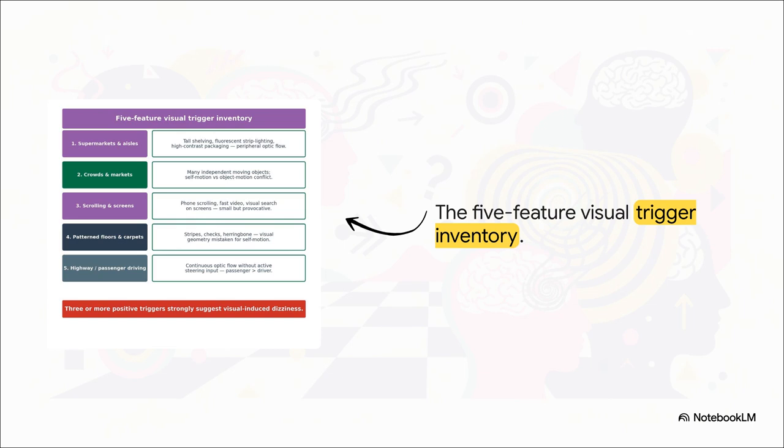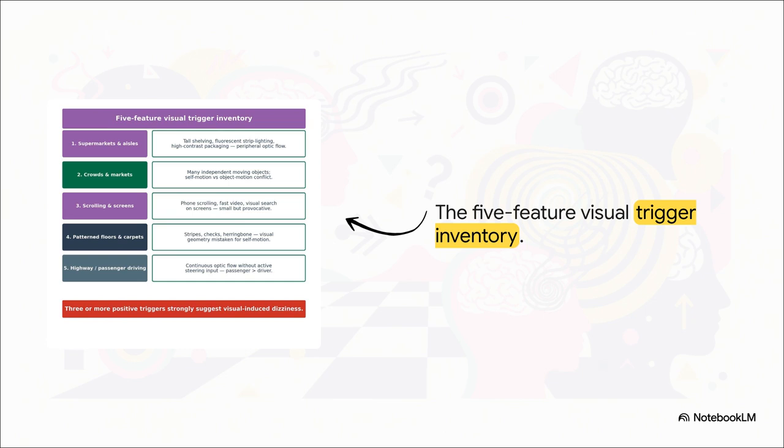Since we know the diagnosis is in the history, you absolutely need to explicitly ask your patients about these 5 specific environments. Number 1, supermarket aisles. This is the classic optic flow trigger, thanks to tall shelving and harsh fluorescent lighting. Number 2, crowds and markets. Basically, environments with many independent moving objects that cause motion conflict in the brain.